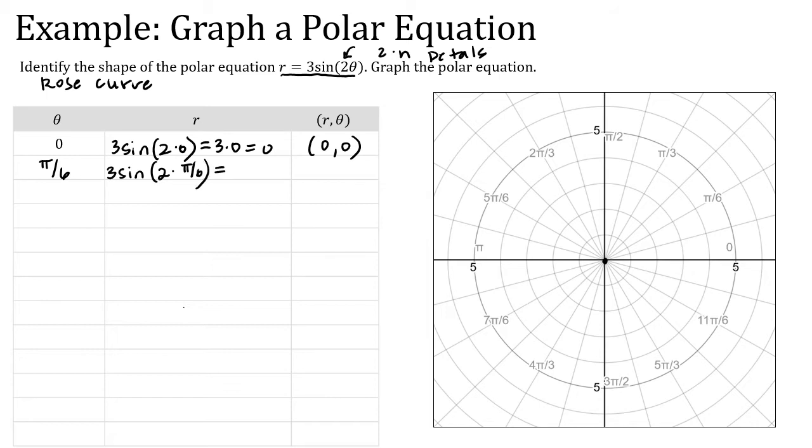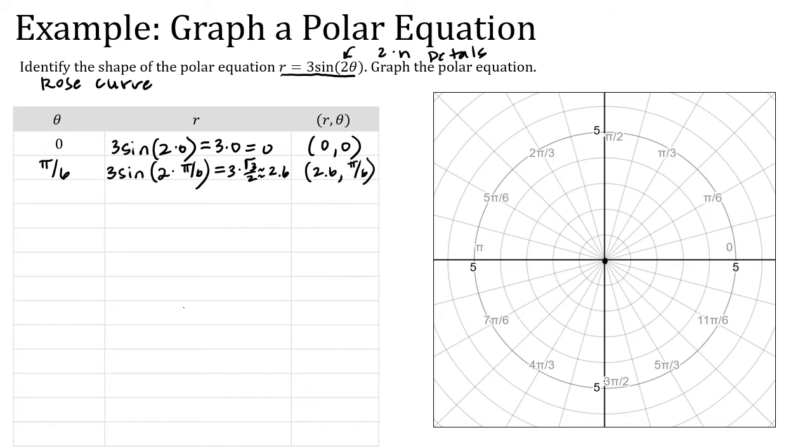Now, that's the same thing as 3 times the sine of 2 pi over 6, which is pi over 3. And you might want to pause the video here and figure out what is the sine of pi over 3. But assuming that you have some of these things easily memorized, that's going to be 3 times the square root of 3 over 2. And because I want to plot this, I'm going to go ahead and put that into my calculator. And when I put 3 times the square root of 3 over 2 into my calculator, I got approximately 2.6. So I'm going to have a radius of 2.6, and I'm going to have a theta of pi over 6.